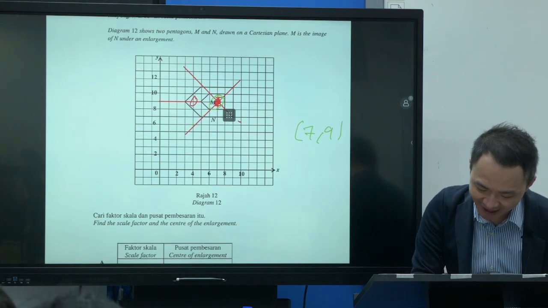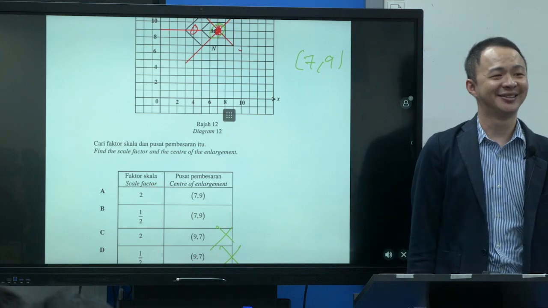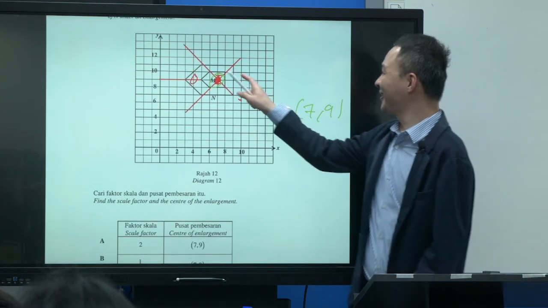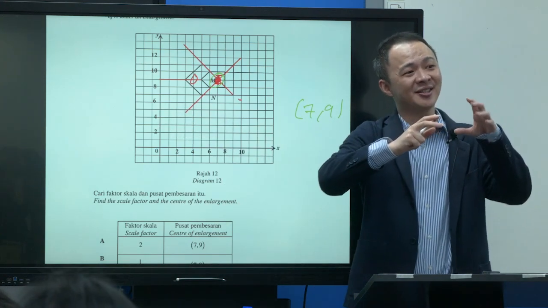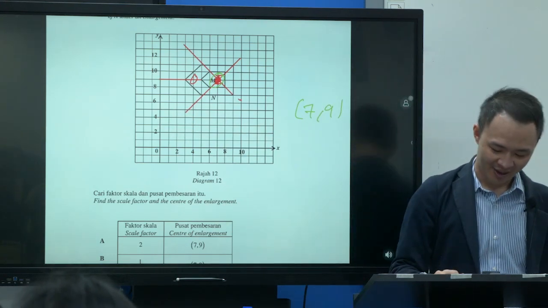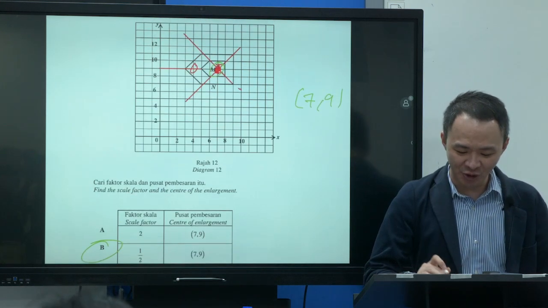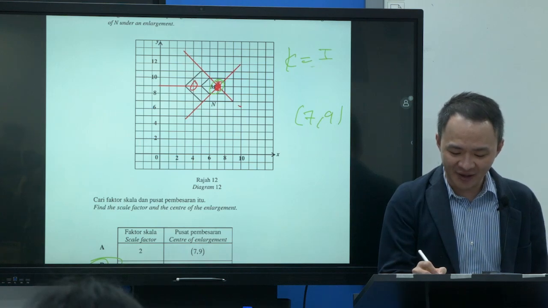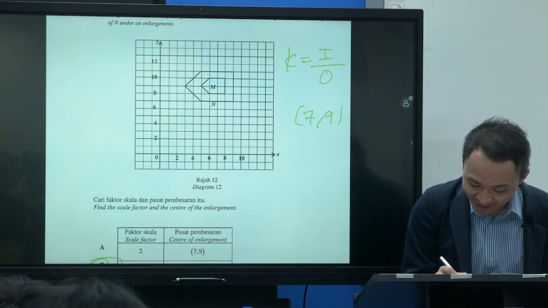Okay, then, which one? The scale factor is 2 or 1 over 2? Which one is bigger? Image is inside, right? Image becomes smaller because less than 1. So answer is B. But if you say, sir, I want to use proper formula, can or not? Yes. Length of image divided by length of object. You can choose any one you like. Let's say I choose this one.